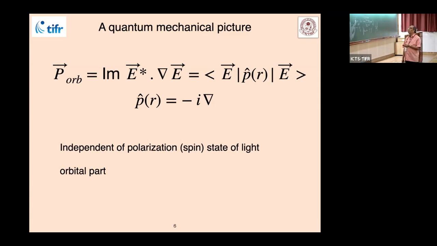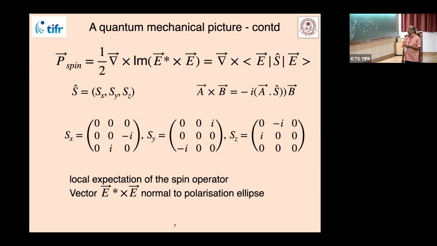Whereas the other part, this spin part, is slightly more complicated, which you write as the imaginary part of E star cross E that you recognize as the spin, and del you recognize as connected with the operator P. So you'll be writing a del of this operator, and then again A cross B, you can write through the generator, which Bimalendu was discussing in one of these courses.